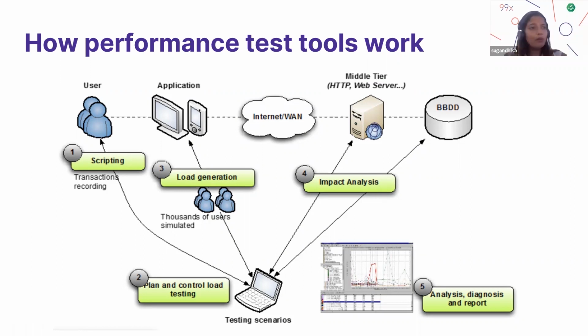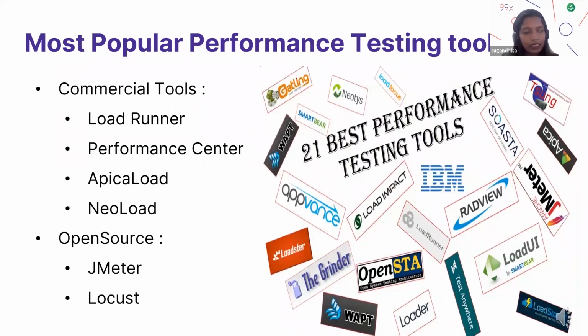So that's almost how it works with performance testing tools. Let's see what tools are available in the market before we go into JMeter. There are a lot of commercial tools available in the market and also open source tools. The most popular commercial tool is LoadRunner. We can also use Performance Center, Apica Load, NeoLoad kind of tools, where the cost goes with the number of users. When it comes to open source tools, JMeter is the most popular and most established tool. So we will discuss that.